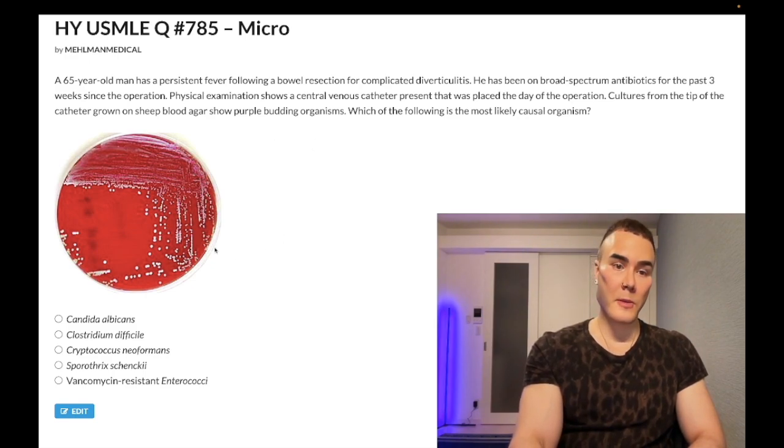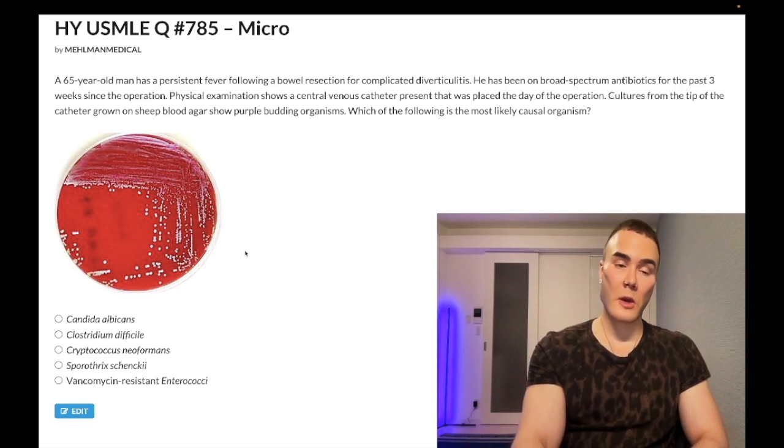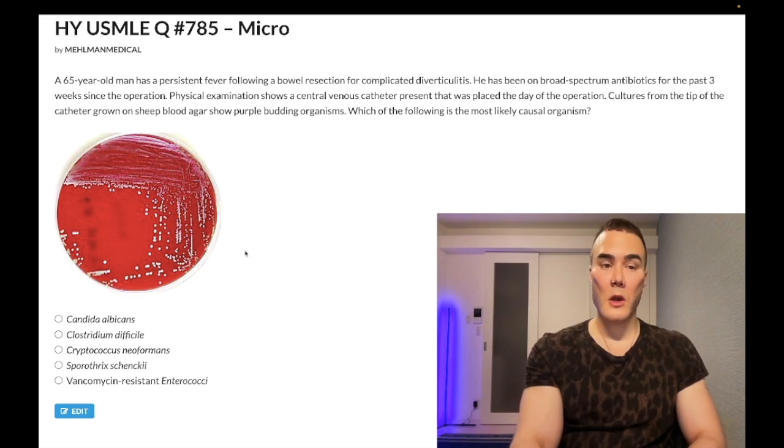So this image here is not me being extravagantly creative. The same image of a blood agar plate shows up in one of the offline NBME exams. So let's just go to the answer choice here. Choice A, Candida albicans, correct answer. Now I said this is pass level.